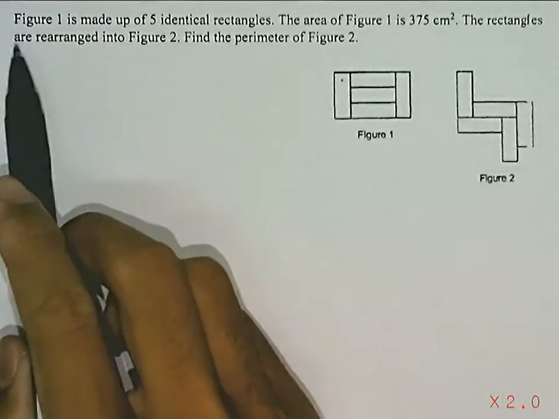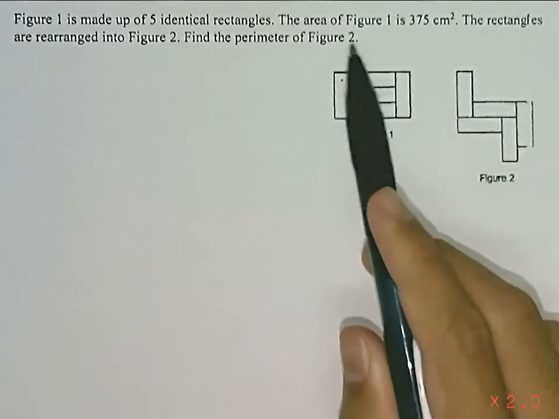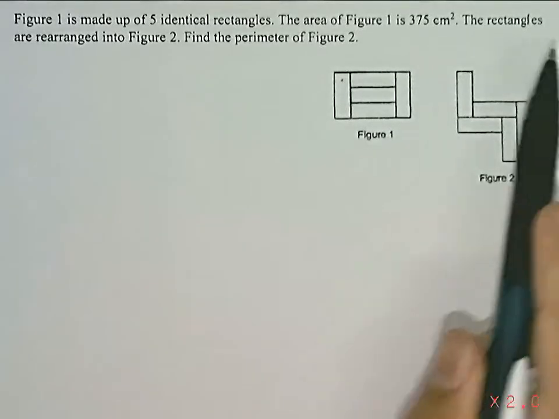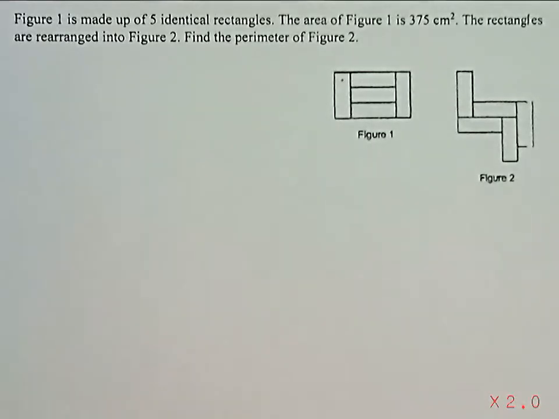So in figure 1, it's made up of 5 identical rectangles. The area of figure 1 is 375 cm squared. The rectangles are rearranged into figure 2. Find the perimeter of figure 2.